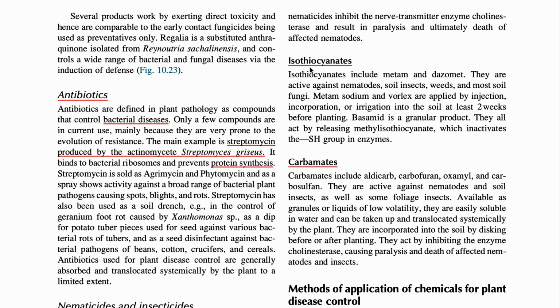Coming to isothiocyanates, this includes metam and dazomet. They are active against nematodes, soil insects, weeds and most soil fungi. Metam sodium and Vorlex are applied by injection, incorporation or irrigation into the soil at least 2 weeks before planting. Basamid is a granular product. They all act by releasing methyl isothiocyanate, which inactivates the SH group in enzymes.